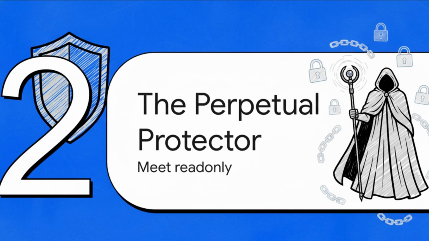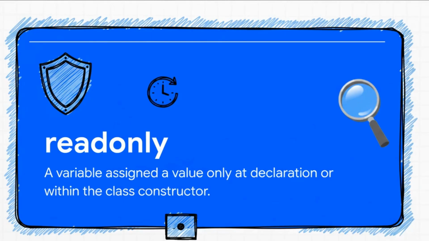This one is less of a universal law and a bit more like a dedicated protector for a very specific situation. Let's meet the readonly keyword. So the huge difference here is flexibility. See, unlike const, which is set at compile time, a readonly variable gets its value at runtime. Yep, when the program is actually running.